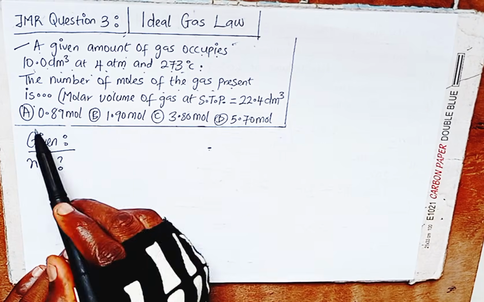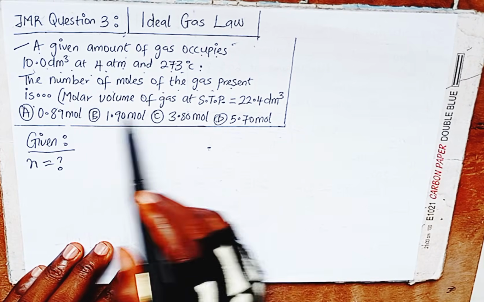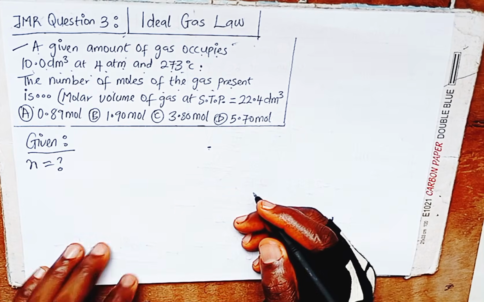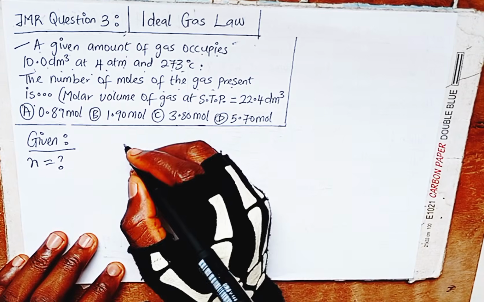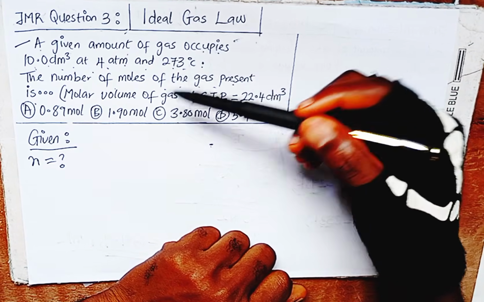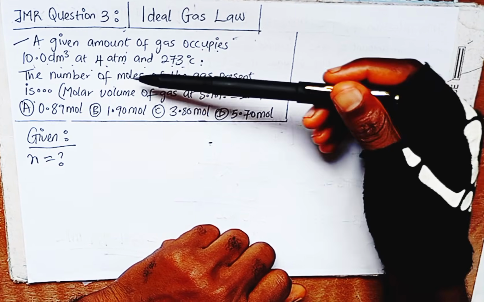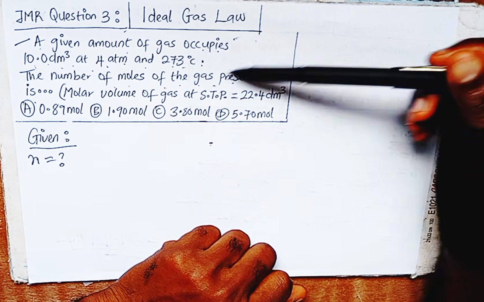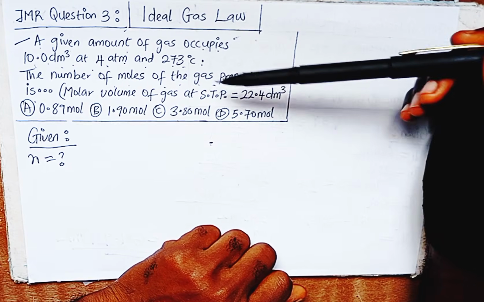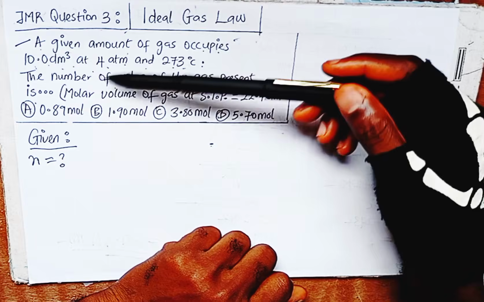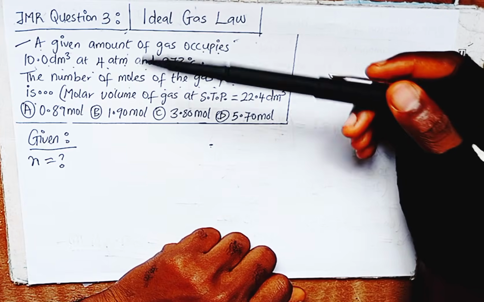So let's look at the options. The options are represented in what? Moles. All the options are in moles, so our answer must be in moles. So what do we do now? Let's write out the formula for the ideal gas law. How do we know that we are supposed to use the ideal gas law to solve this? When you see the molar volume of gas at STP and you see moles, they are asking us to calculate the number of moles, just know we are talking about the ideal gas law.